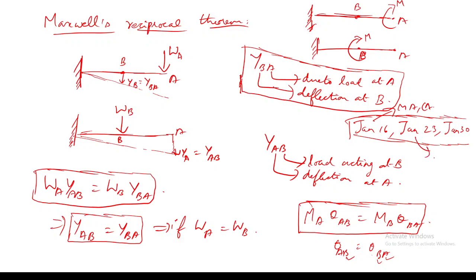Then January 23, I have to complete torsion. And then January 30, I have to complete principal stresses and strains. So if everyone wishes to come for an extra class, we can find a common time and have some extra classes for maybe principal stresses and strains, as well as thin cylinders and thin spheres, and then theory of columns. Those who are interested can attend those.